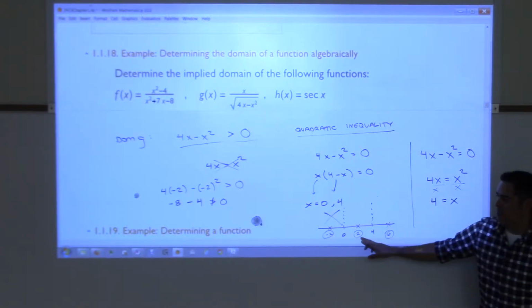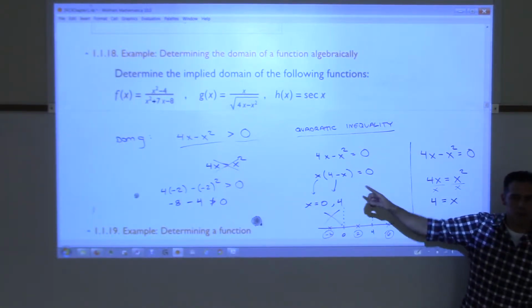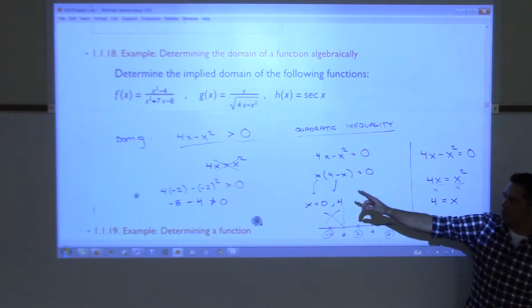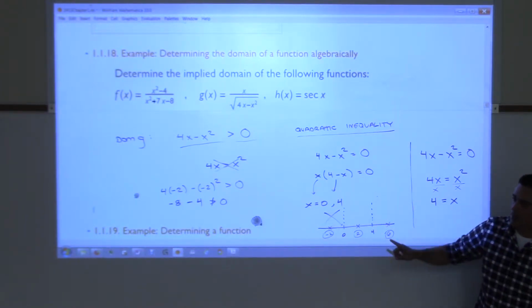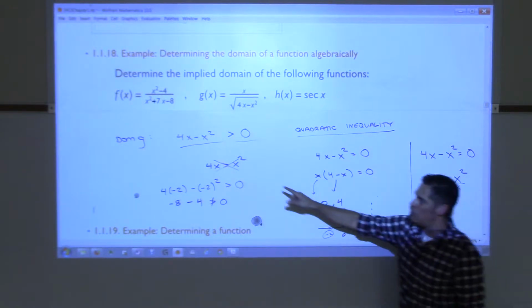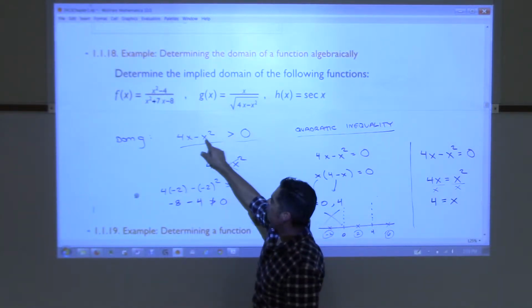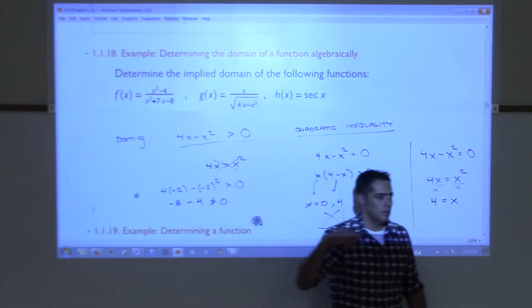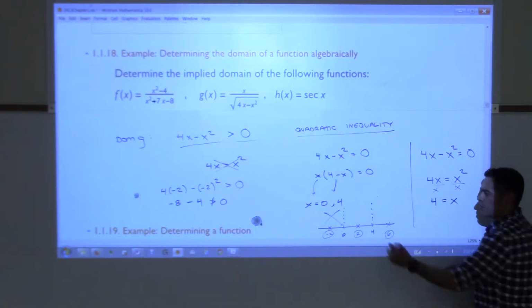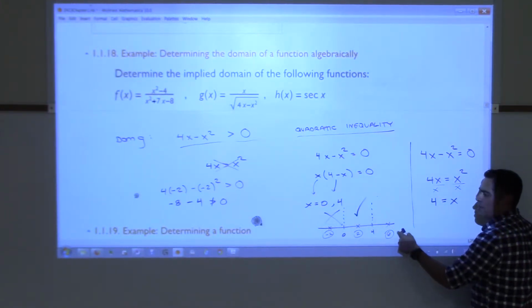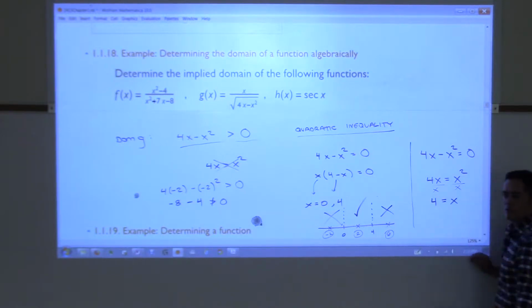Then you plug 2 in and you check it. And will that work? 2 into there? Yes. 2 here? 8. 2 here? 4. 8 minus 4? 4 is bigger than 0. Works. And then here, if you plug in 6, you check it yourself, it won't work.